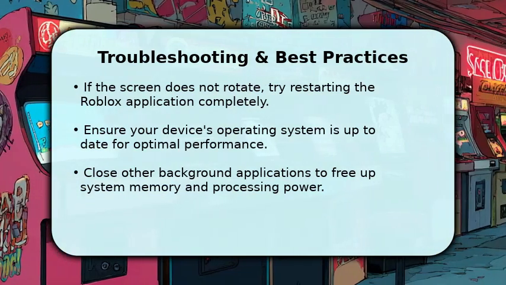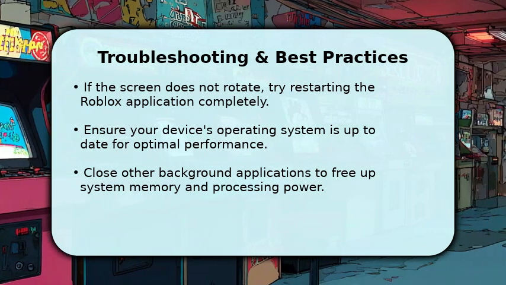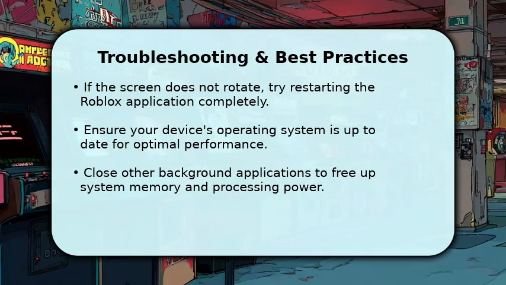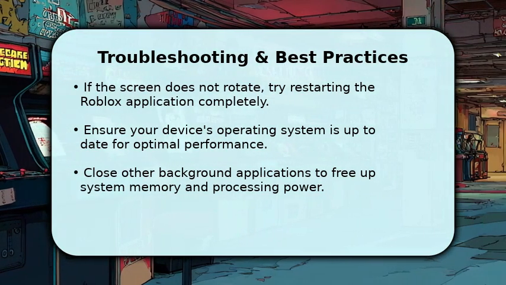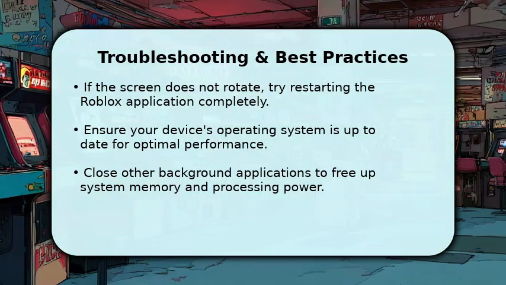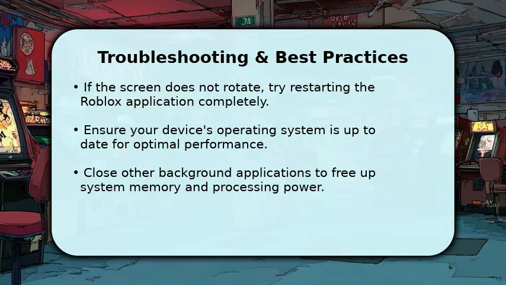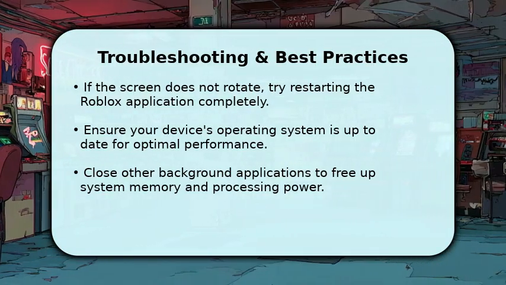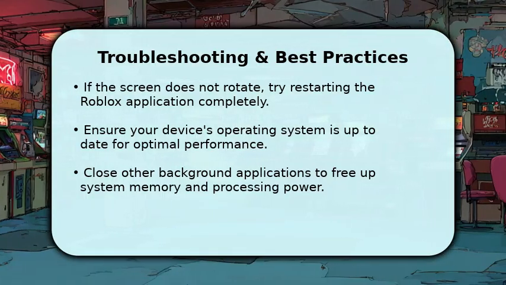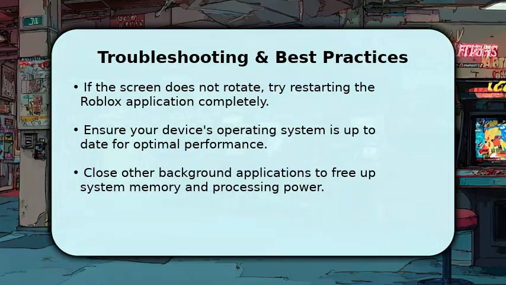If your screen doesn't rotate, first try closing Roblox entirely and reopening it. Sometimes a quick restart resolves minor glitches. Also, make sure your phone's operating system is updated to its latest version, as this can improve app compatibility and performance. For the best experience, close any unnecessary background apps to dedicate your phone's full power to Roblox, ensuring smoother gameplay with minimal lag.